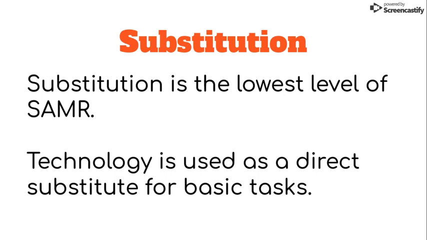Substitution is the lowest level of the SAMR model. In the substitution level, technology is really just used as a direct substitute for basic tasks. For example, that would mean having students use the internet to look up vocabulary definitions instead of using a dictionary, or filling out an electronic worksheet instead of using a hard copy.